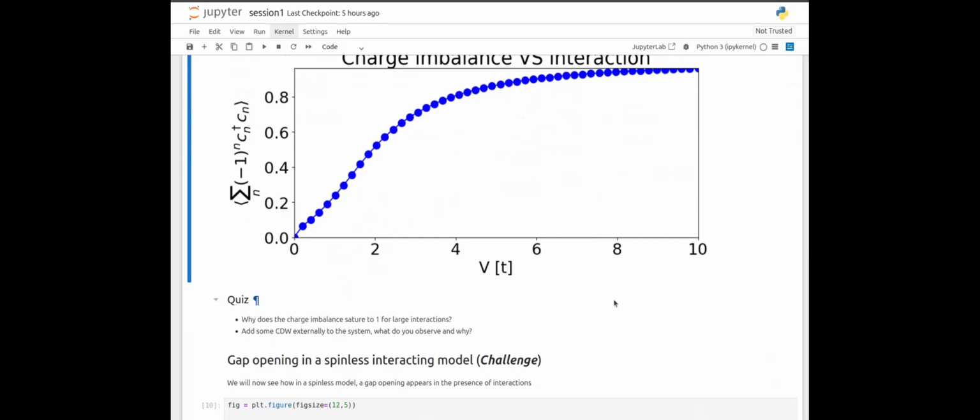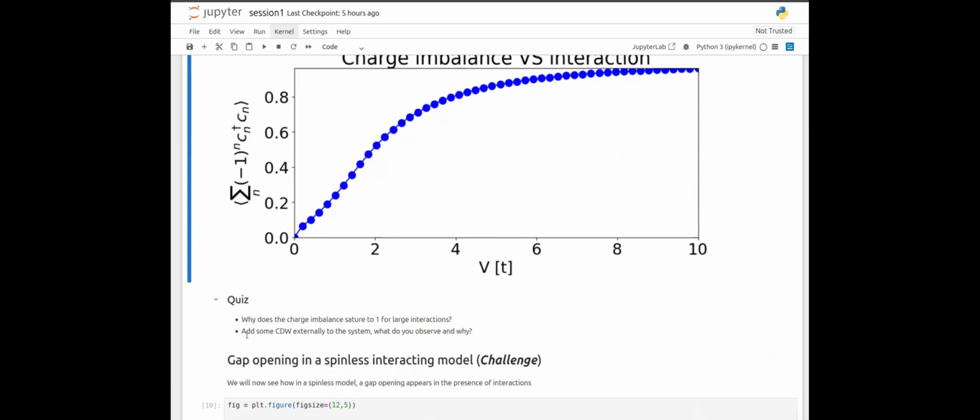Okay, so now let us go to the question. Why does the charge imbalance saturate to 1 for large interactions? Well, the reason is that the most extreme case is that we have 100% of the electrons in even sites and 0% of the electrons in odd sites. So in that limit, we would effectively have a charge imbalance of 1, meaning that we have 1 electron in every single even site, and 0 electrons in the odd sites. And this, of course, is working at half filling of the lattice.